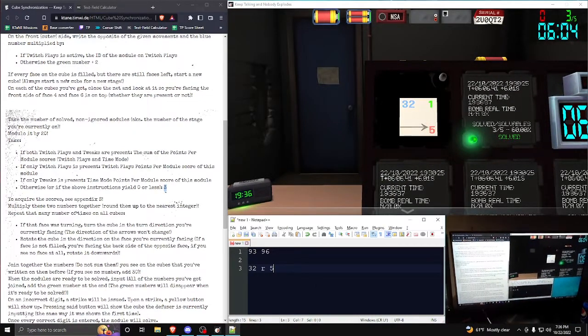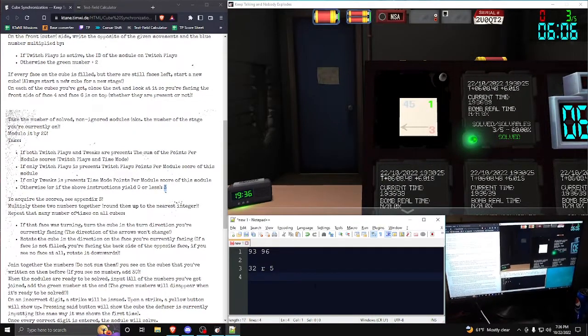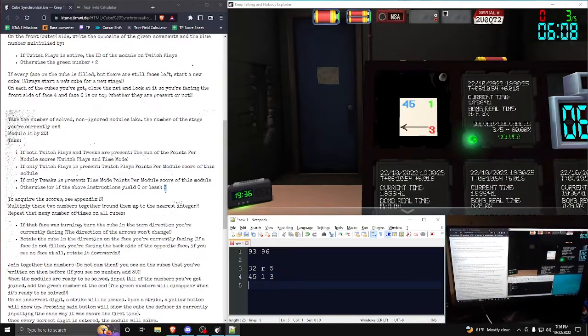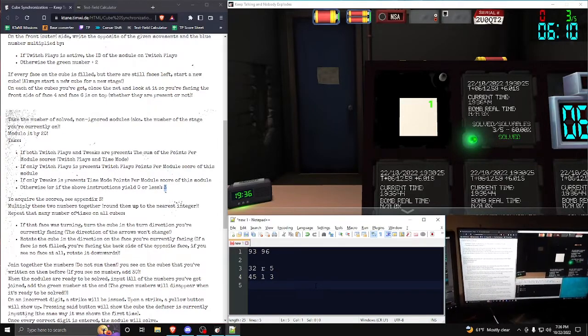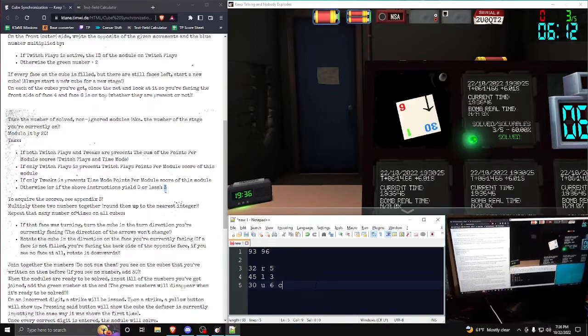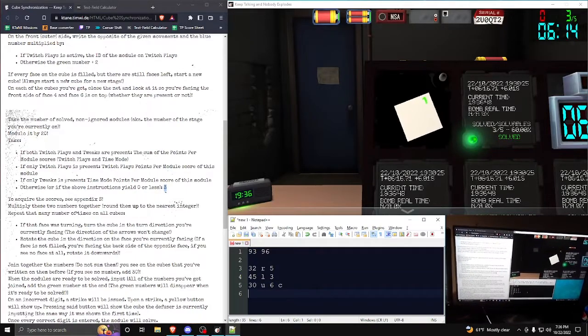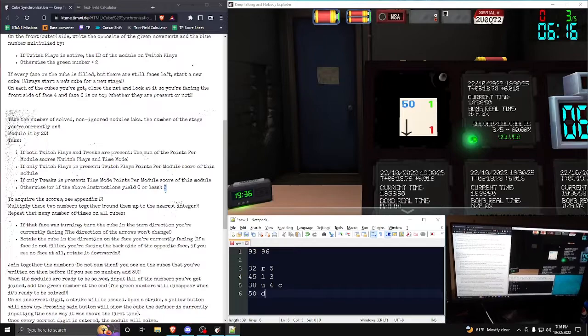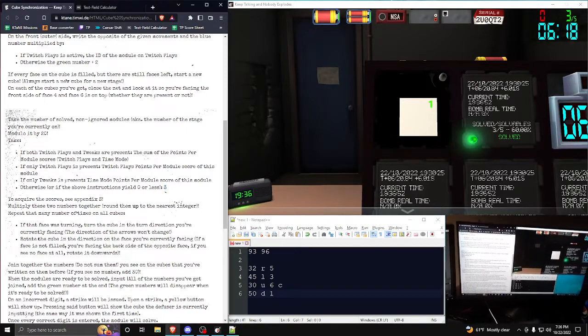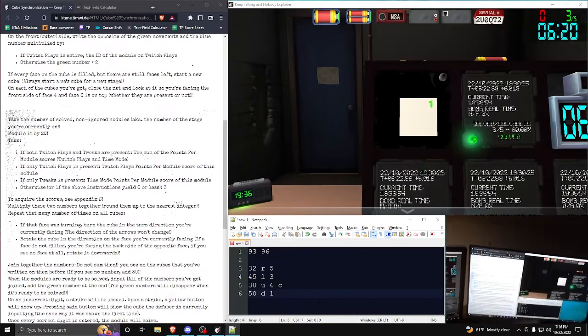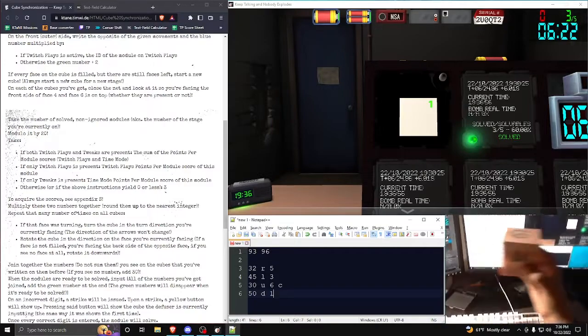32, right 5. 45, left 3. 30, up 6 with a clockwise rotation. And 50, down 1. Okay, so now we're on stage 3, so we have to do 9 different transformations.